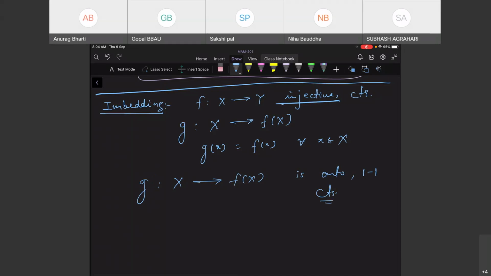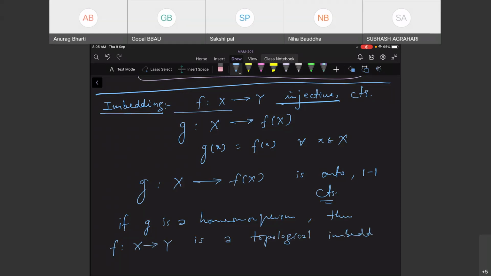Then this map G is called a homeomorphism if G inverse is continuous. Then we say the original map F, from X to Y, is called a topological embedding, or simply an embedding of X in Y.